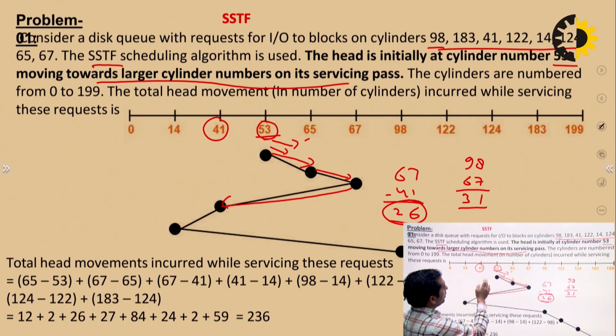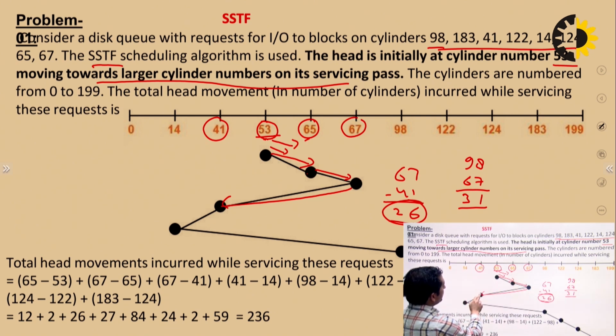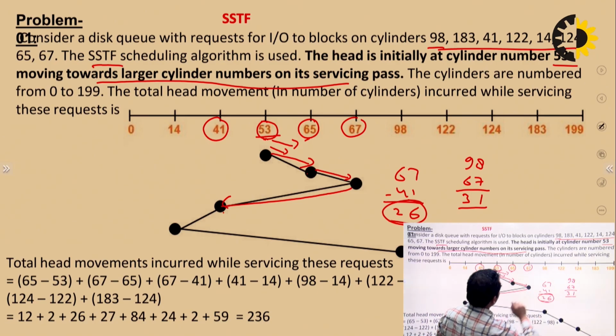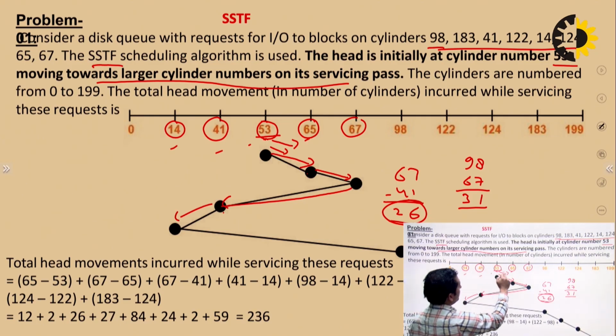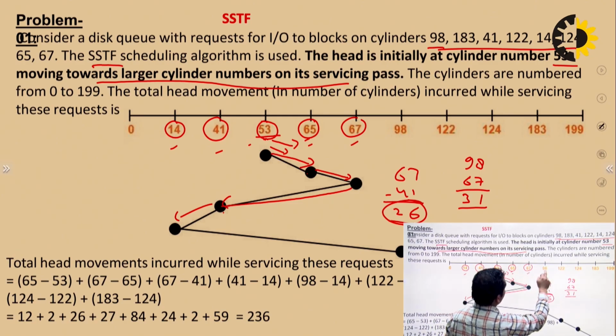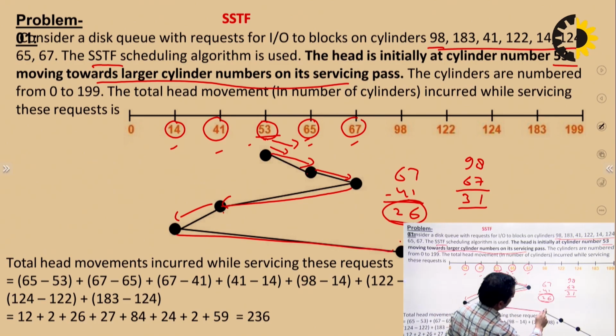Now, the remaining requests: we have served this one, this one, this one. So our current position is at this position. Now at this position our remaining requests are 14 and 98. So the nearest one is this particular 14, so we will serve this request. Now the nearest is 98 from this position, so serve this one. Then the nearest is this one, then this one, then this one.